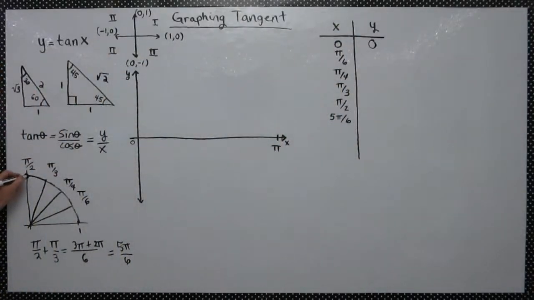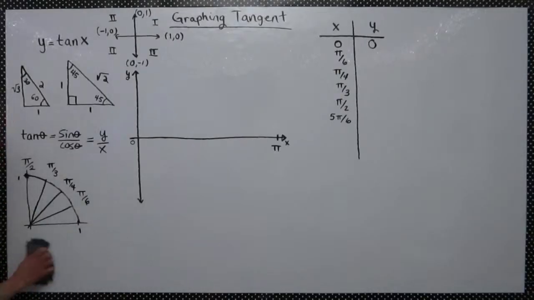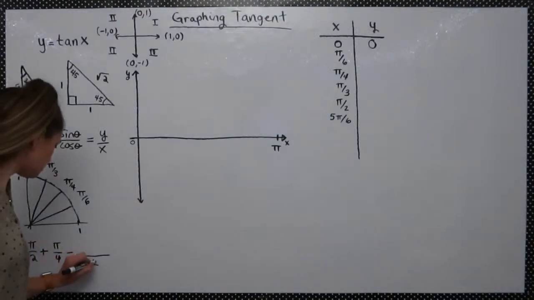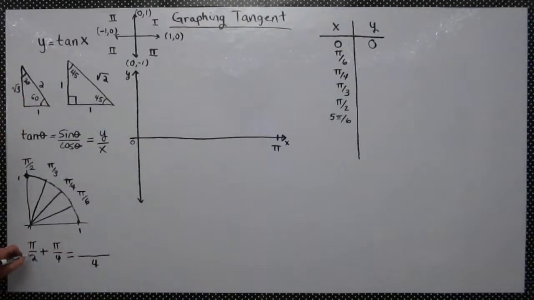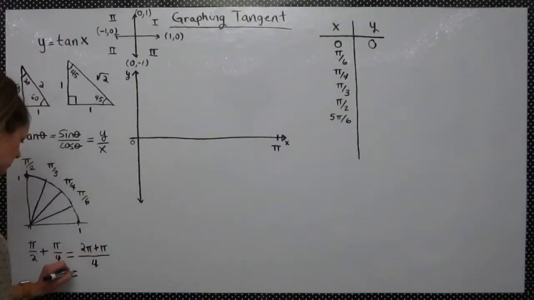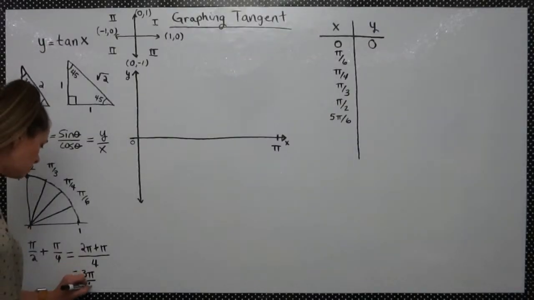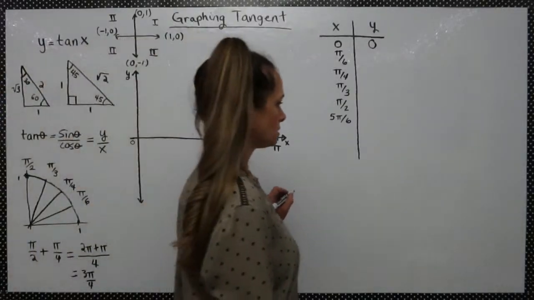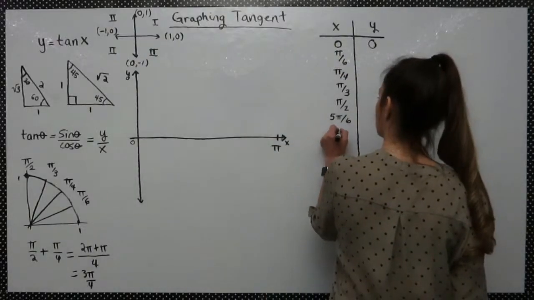And then we're going to add pi over 2 to pi over 4. This one already has a common denominator of 4. So 2 goes into 4 2 times. So you got 2 pi plus 1 more pi, and that's going to give me 3 pi over 4. So that'll be my next, 3 pi over 4.